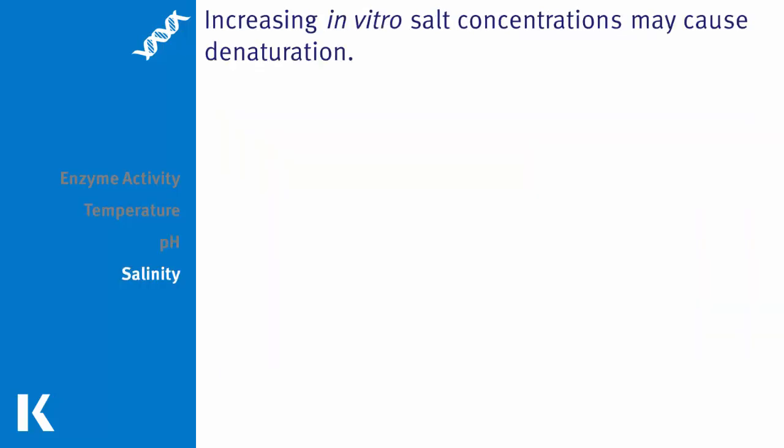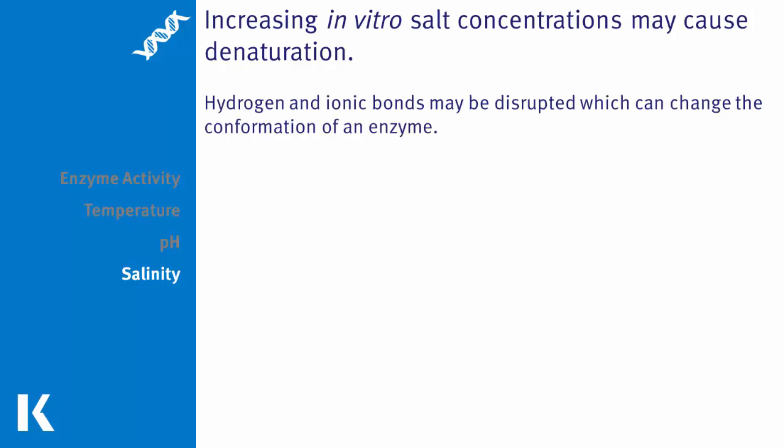The last factor to consider is salinity. However, it is important to note that these effects are only visualized in vitro, or in tests within the lab, and are not of physiological significance. When the salinity is altered, it introduces ions to the solution, which in turn can partially affect the hydrogen and ionic bonds that hold the enzyme in the proper conformation for activity.